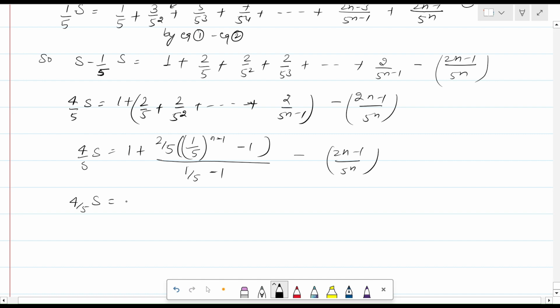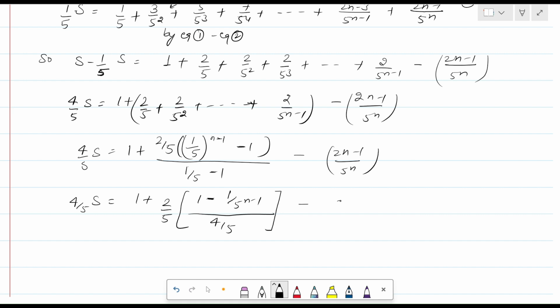It will be 1 plus 2 by 5 is the same clearly. So this is 1 upon 4 by 5. 1 by 5 minus 1 is equal to minus 4 by 5. Then we are taking the minus outside, then what will it be? 1 minus 1 upon 5 raised to power n minus 1. 2 by 5 is here. Then this is 2n minus 1 into 5 raised to the power n. Okay.